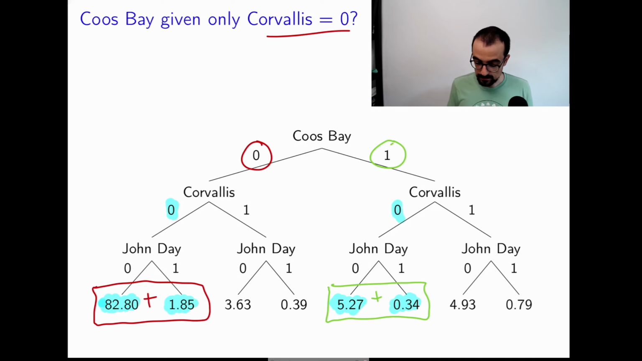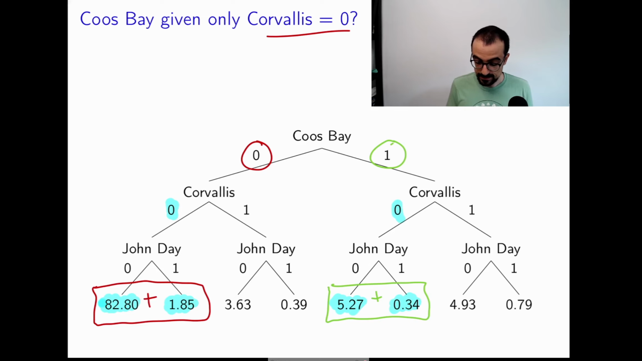And now we have to normalize, right? We're going to have to normalize by the sum of this and this, okay? We're going to have to normalize by the sum of that and that to get a valid conditional PMF of Coos Bay given Corvallis equals 0. Okay, I hope that makes sense. It's going to look like this, okay? So this is what we're going to get.